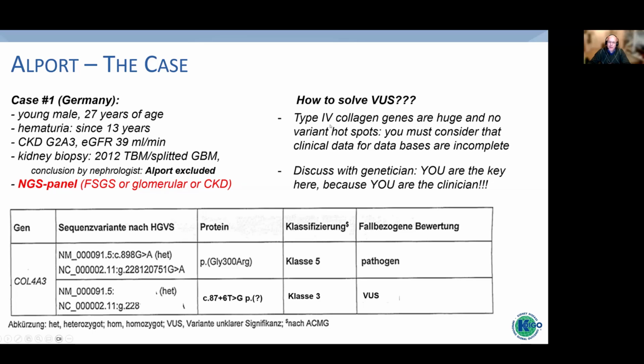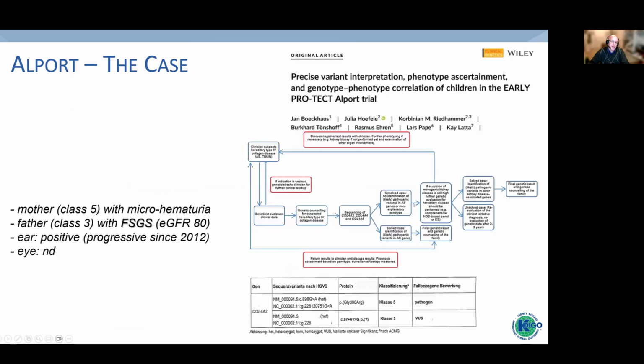So there are more than 2,500 different variants described in Alport syndrome, and you must consider the genetic databases as incomplete, because usually the clinicians do not give feedback about the clinical features here. So you need to discuss with your geneticist, and you need to be aware that you are the expert because you know the patient in person.